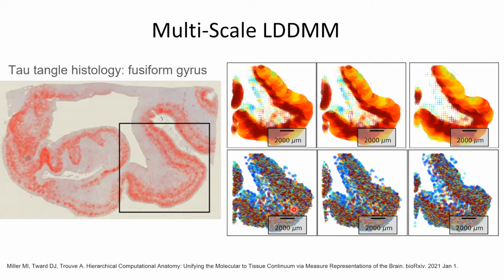So on the left is the single scale. On the right are two different scales from this bioRxiv paper.